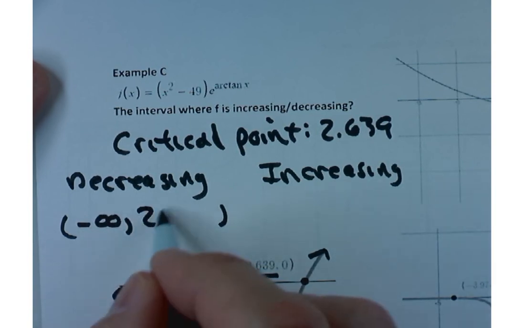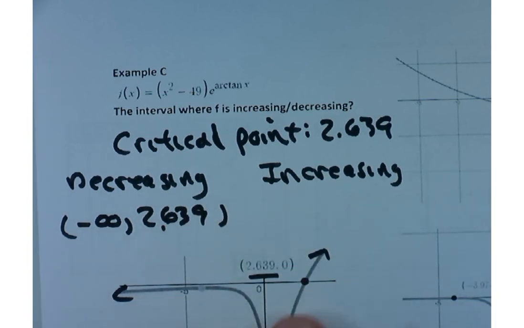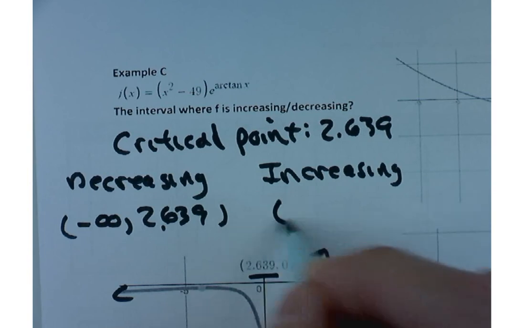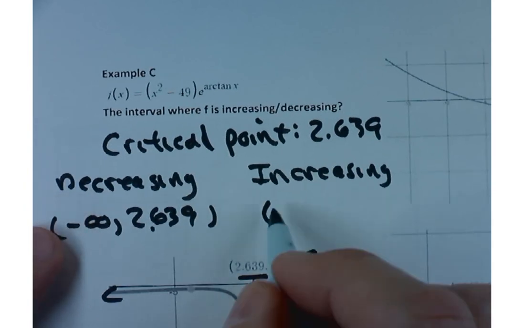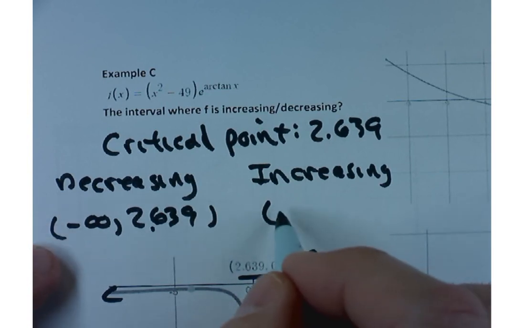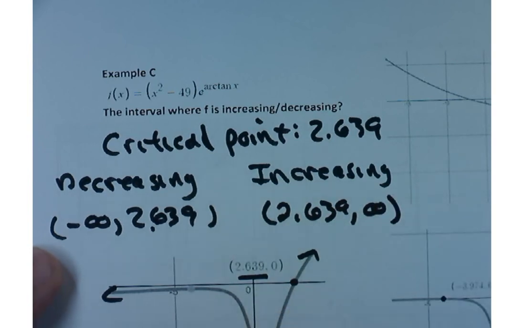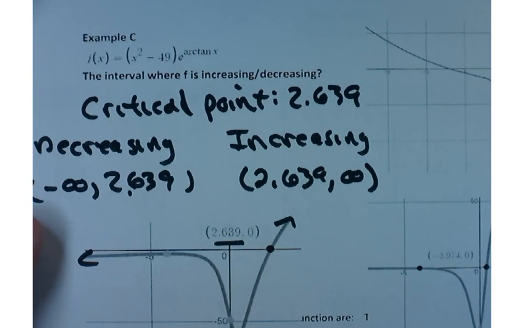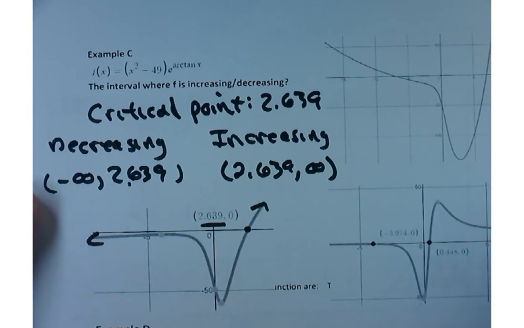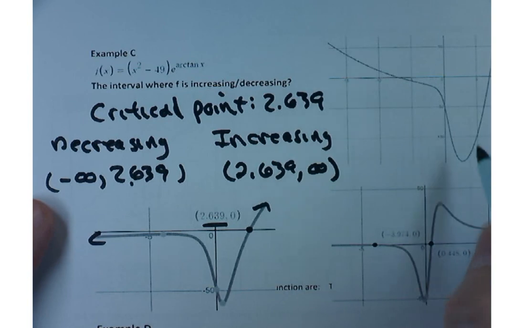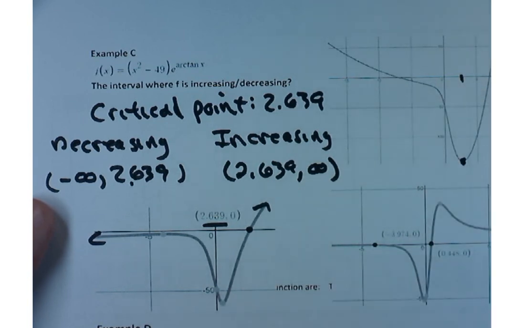Great. And then once we get to this point, for a moment, the function has a little pause, and then it starts increasing: 2.639 to infinity. Cool. So 2.639, that's where all the magic happens. That's going to be your point right here. Let's keep going.